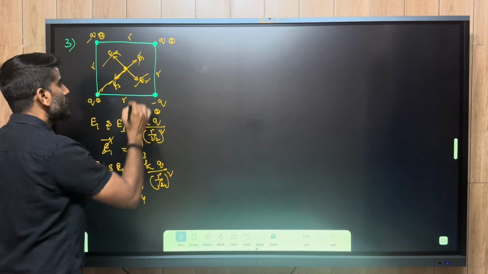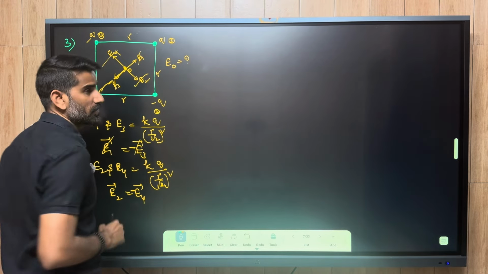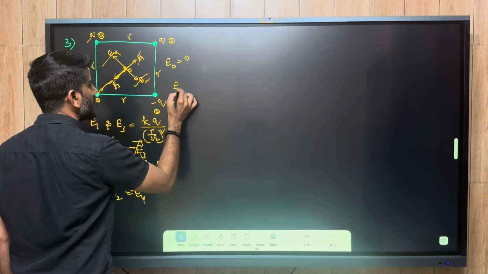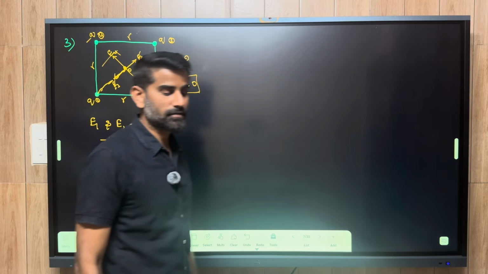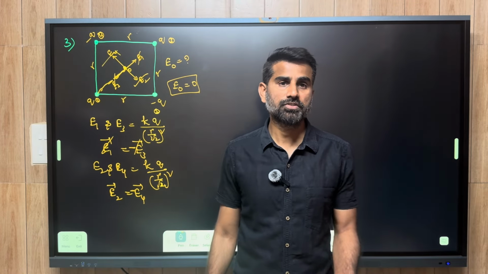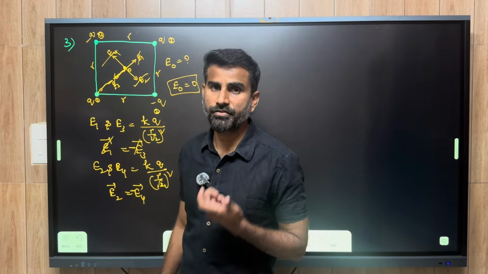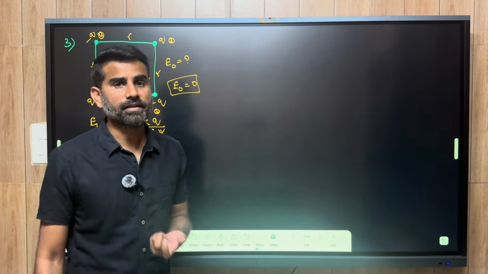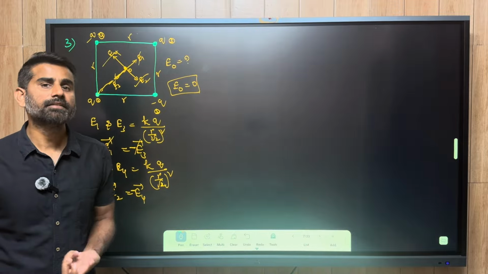What will be the net field at point O? Electric field at O is how much? The electric field at O is equal to 0 because all the fields are cancelling out each other, resulting in 0 electric field. This is one point where the electric field is 0. We call this point a null point because the field is 0.